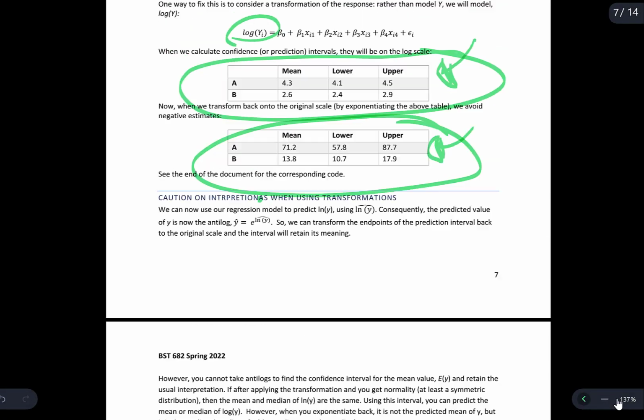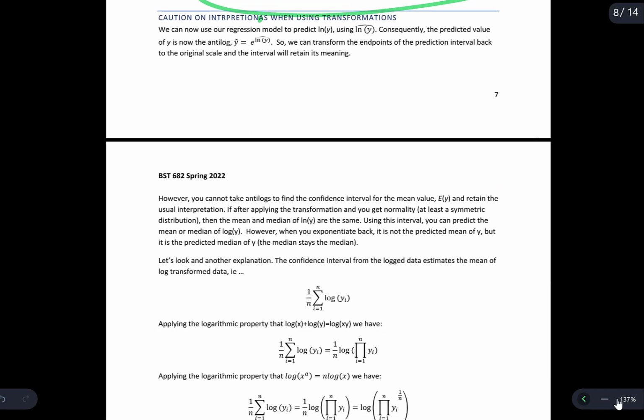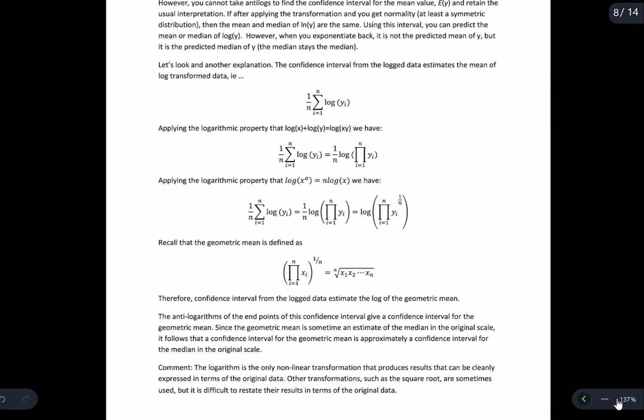So if, again, we're thinking of this table right here, the confidence interval from the log data estimates the mean of the log transform data. So in other words, what we are estimating here is the mean of the log data. Now we have this logarithmic property that says if you take the log of x plus the log of y, that's equal to the log of x times y. So applying that, we get this right here. So really what I've done is I've changed that summation into a product here.